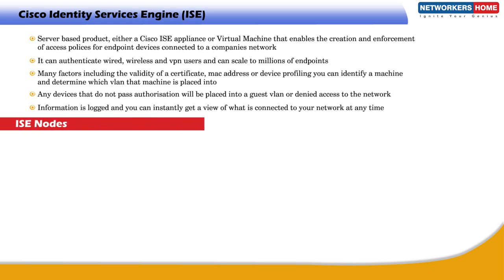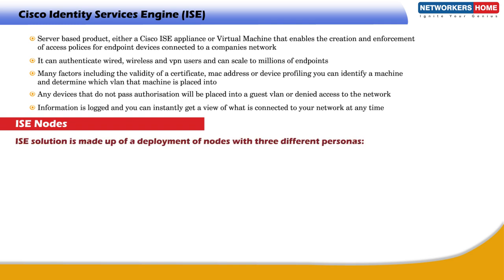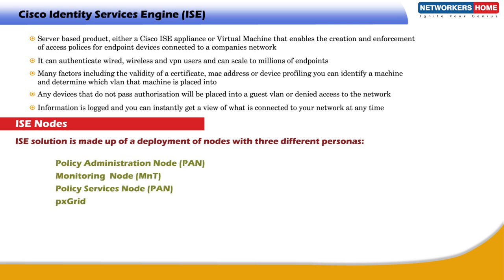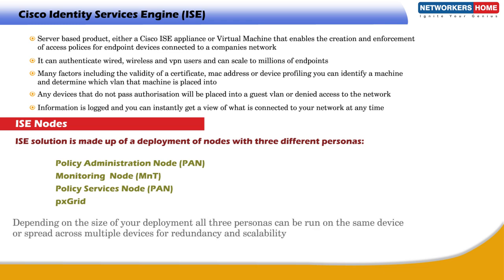ISE Nodes. The ISE solution is made up of a deployment of nodes with three different personas: Policy Administration Node (PAN), Monitoring Node (MNT), and Policy Services Node (PSN), plus pxGrid. Depending on the size of your deployment, all three personas can be run on the same device or spread across multiple devices for redundancy and scalability. Let's go through each persona and explain their function.